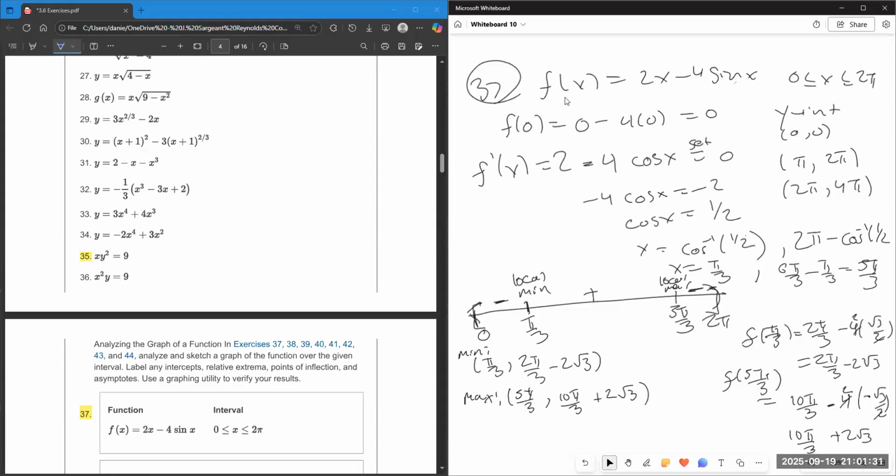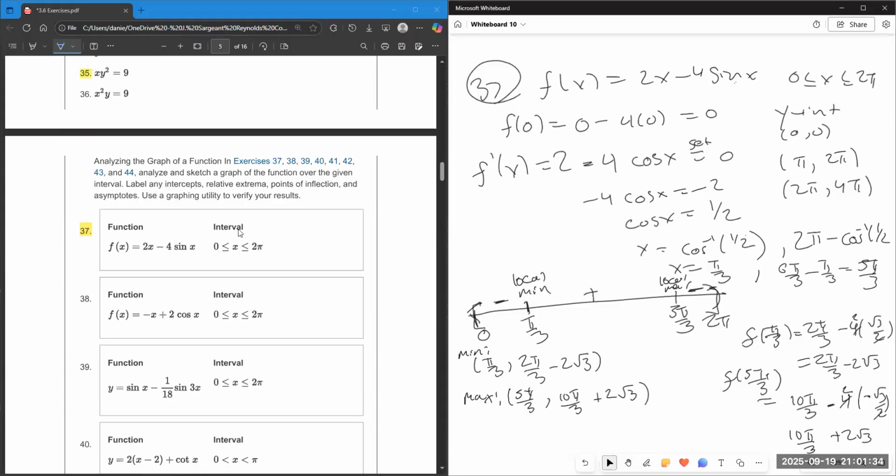So let me just put this data over here to help me. Y-intercept 0, 0. X-intercepts are, I don't know, without the graphing calculator. I'll try and find them in a second. Local min at pi over 3, 2 pi over 3 minus 2 root 3. Local max at 5 pi over 3, 10 pi over 3 plus 2 root 3.